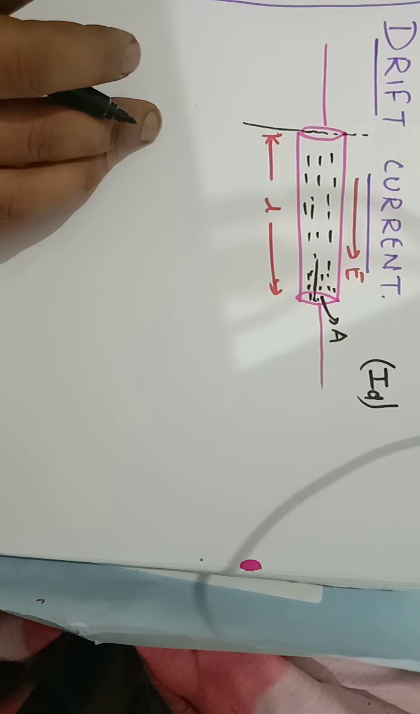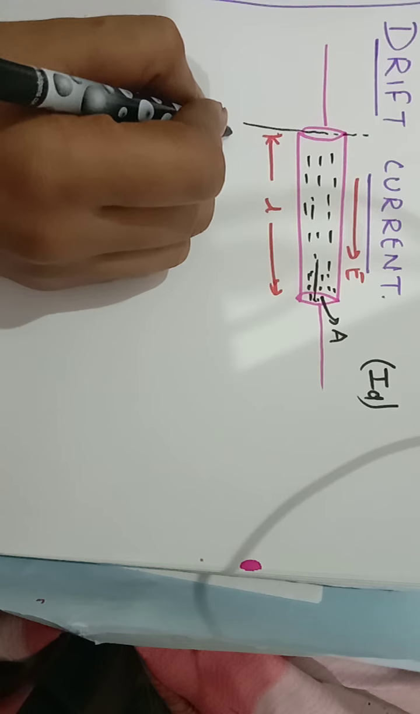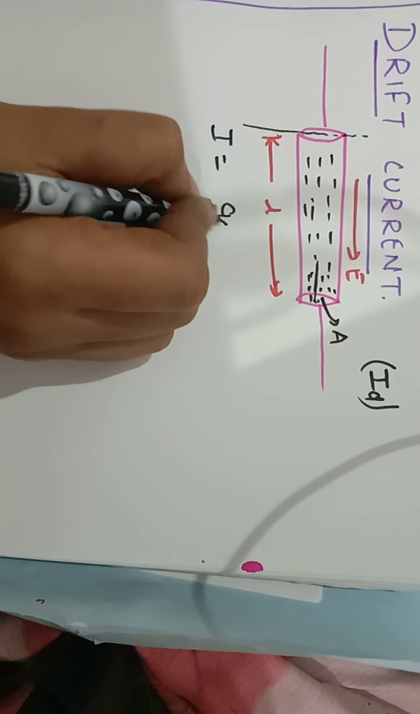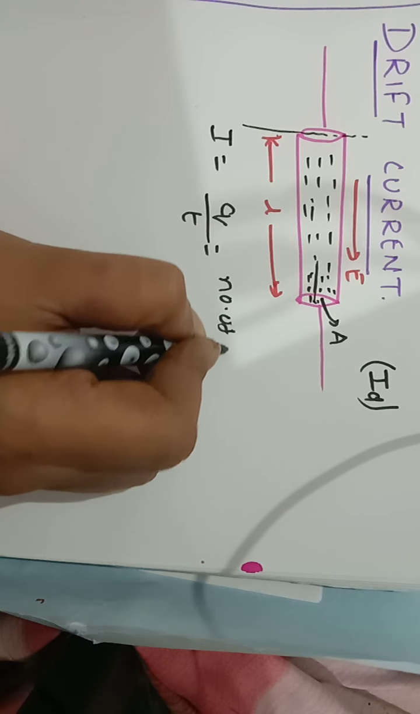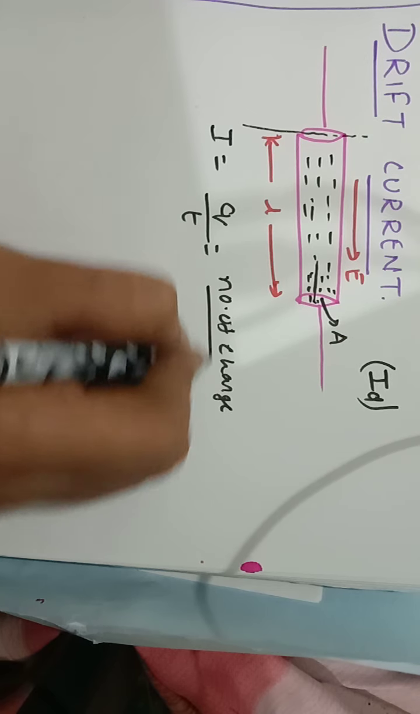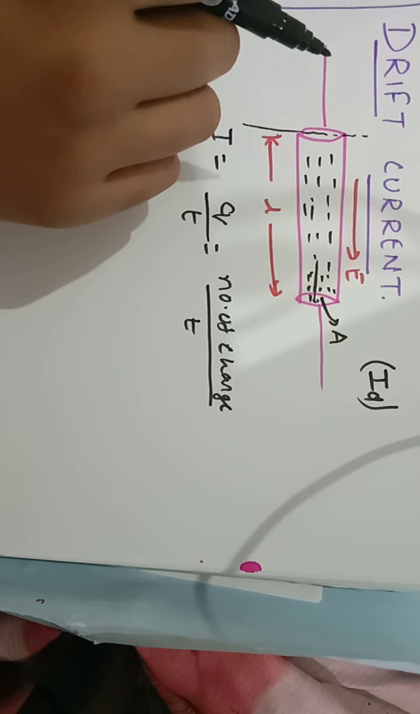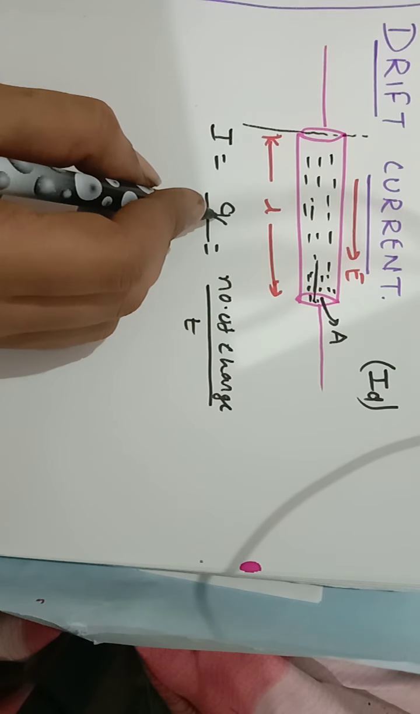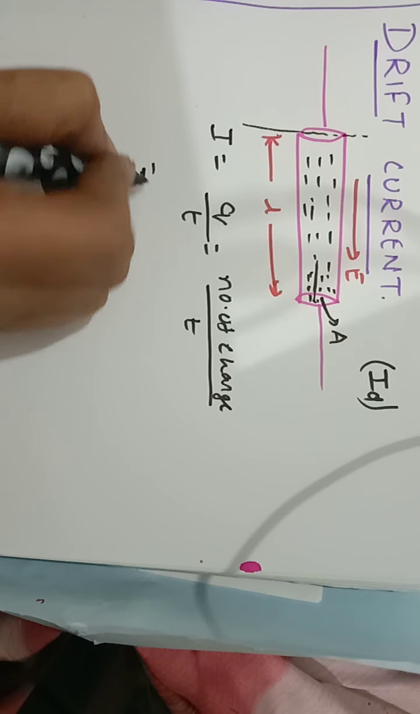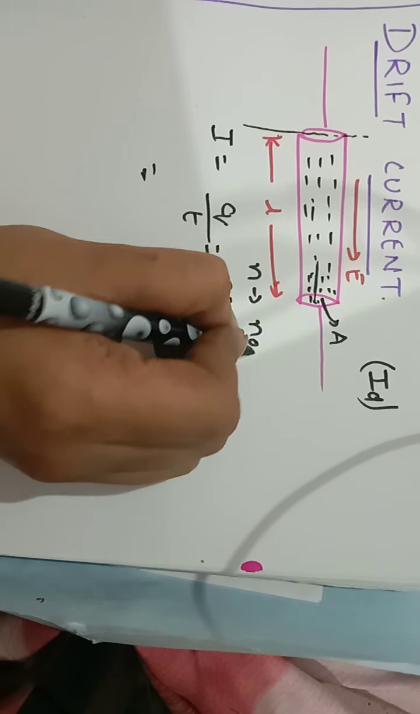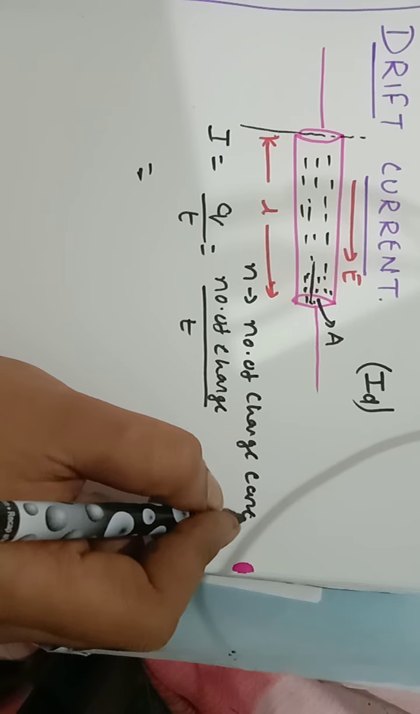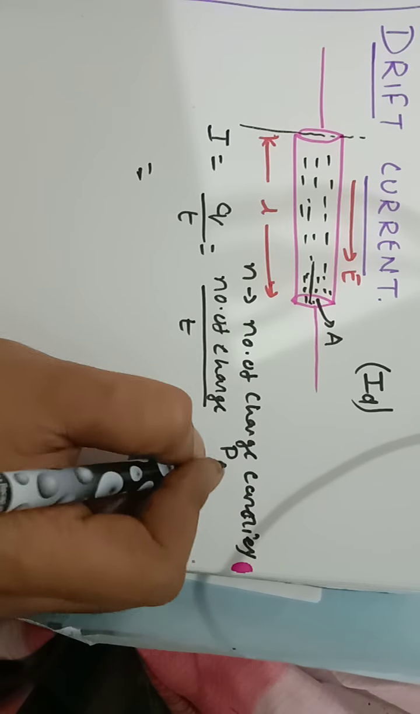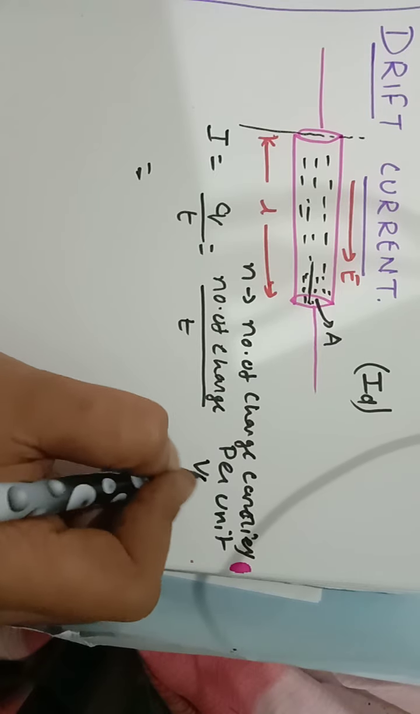Now how can we represent this? What is I? I is Q by t, right? The number of charges passing through a cross section in time t is current. So what is Q? We had assumed N was the number of charge carriers per unit volume, right?